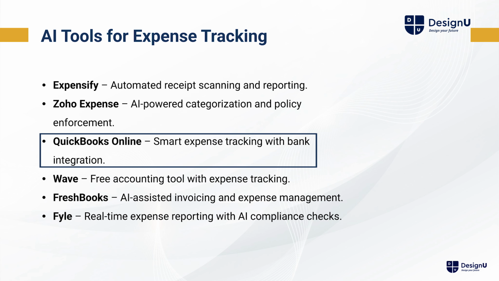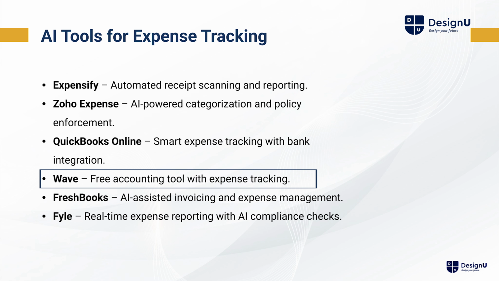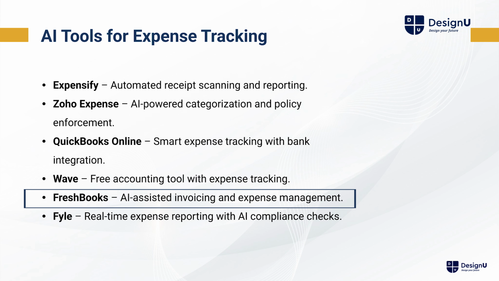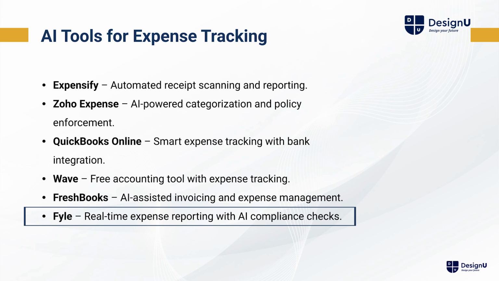We also have Wave. Wave is a free accounting software with expense tracking. You have FreshBooks. It's also AI assisted. You can even use that to generate invoices and, of course, expense management. The last but not the least is File. File helps you to also track your expenses and report them as well. It also has an AI functionality that helps you do that.